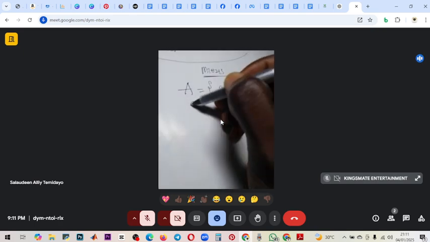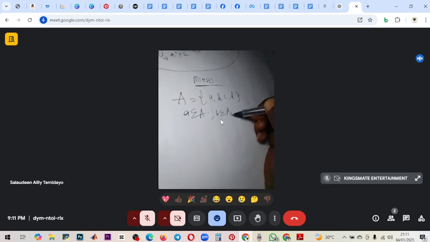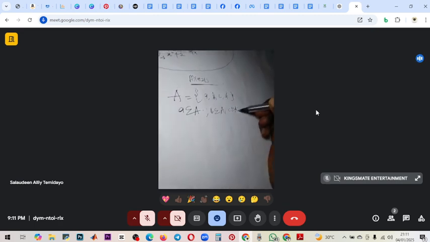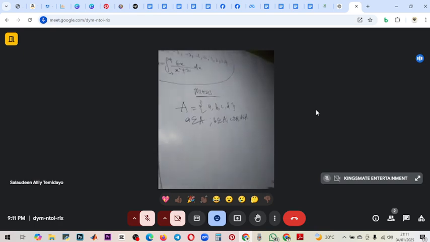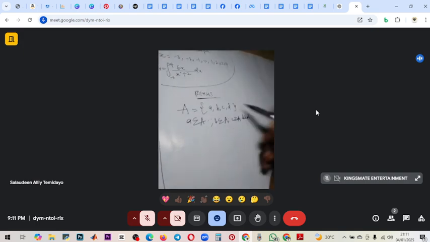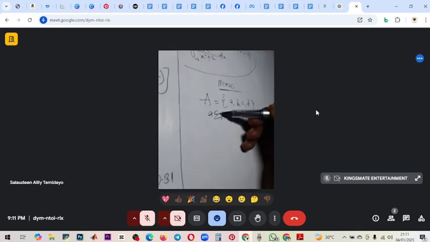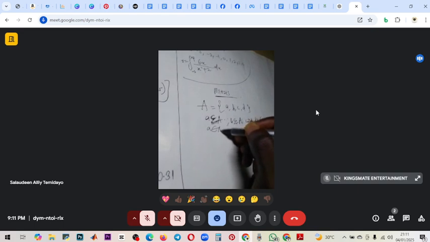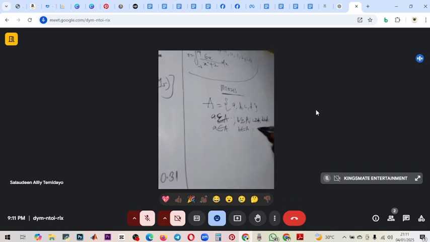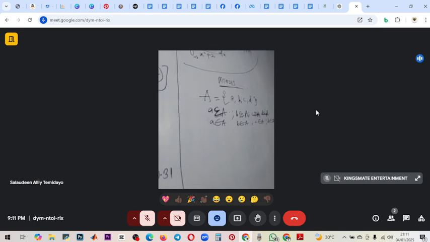So I can say now that a is an element of A, b is an element of set A, c is an element of set A, and d is an element of set A. This is the notation, how we denote it, using the symbol for "is an element of". In case you meet either of them, it's the same thing.